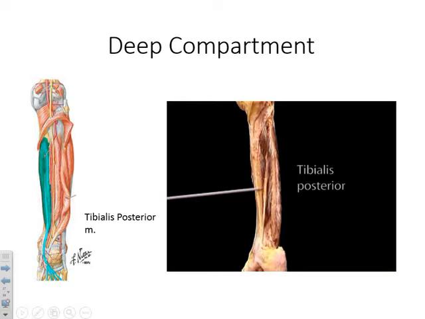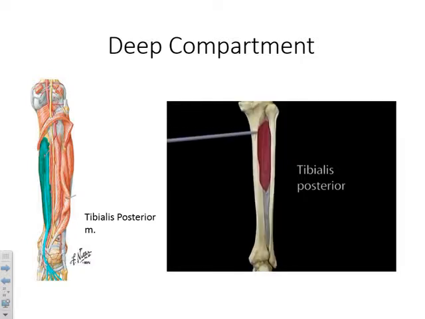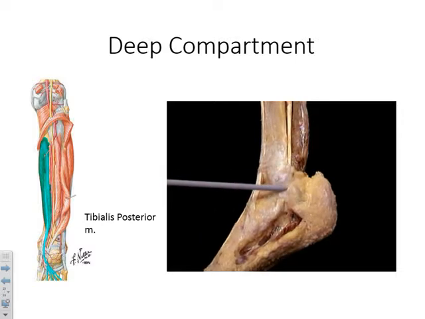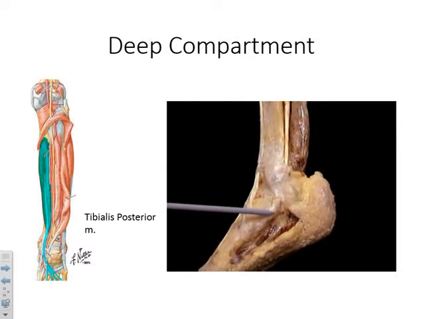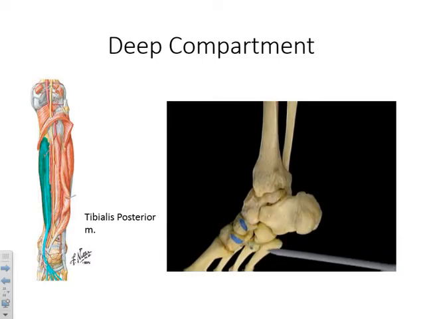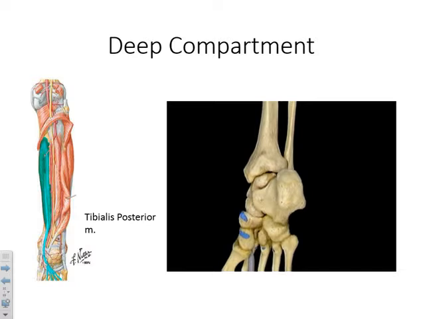Entering the true posterior compartment, we start with the tibialis posterior. Tibialis posterior lies centrally in the compartment. It originates off the interosseous membrane and adjacent portions of the posterior surface of the tibia and fibula. The tendon runs medially to pass posterior to the medial malleolus, deep to the flexor retinaculum, and has a rather extensive insertion on the navicular, cuneiform, and first four metatarsal bones.